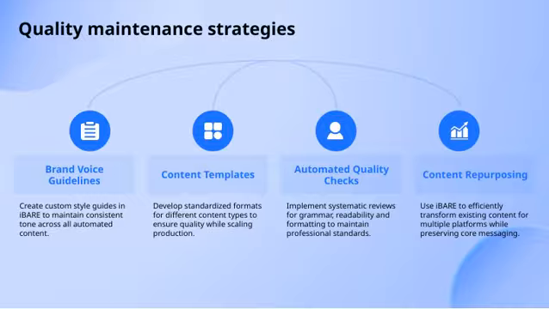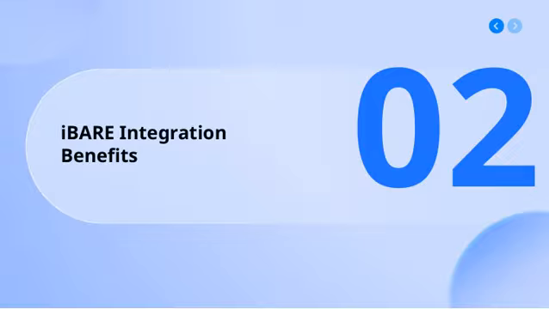engaging, and professional communication. Let's take a closer look at the benefits of IBARE integration. First, one of the key advantages is improved efficiency. By seamlessly connecting different systems, we reduce manual work and minimize errors. This means faster processes and more reliable data. Another important point is enhanced data accuracy. Integration ensures that all platforms are synchronized, so everyone is working with the same up-to-date information. This consistency is crucial for making informed decisions.